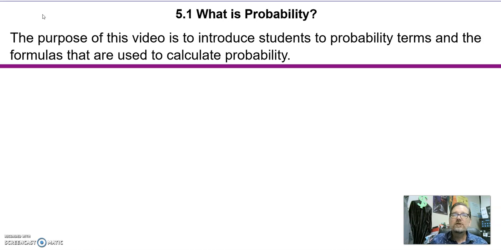I'm looking for my pencil. You have done probability before, nothing new. So let's talk about it.